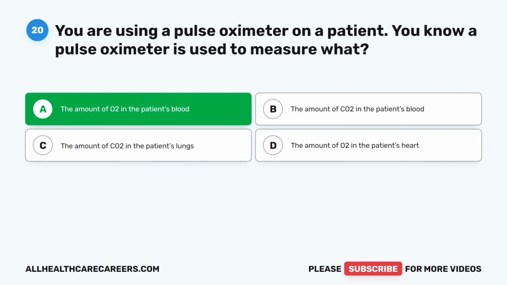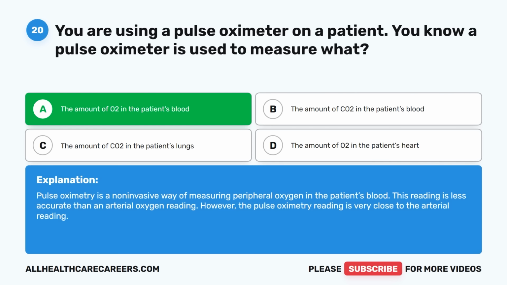The correct answer is A. The amount of O2 in the patient's blood. Pulse oximetry is a non-invasive way of measuring peripheral oxygen in the patient's blood. This reading is less accurate than an arterial oxygen reading. However, the pulse oximetry reading is very close to the arterial reading.